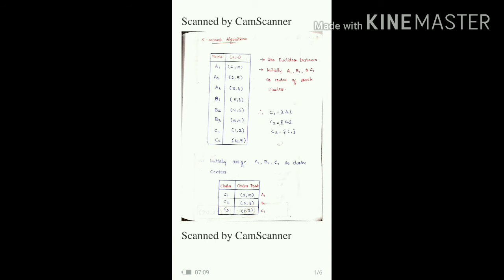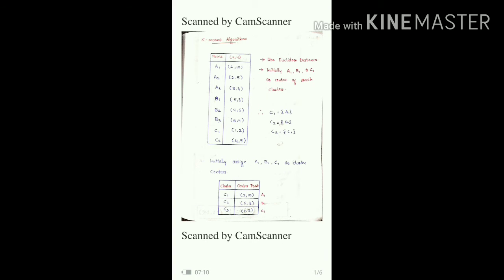Initially, A1, B1, C1 are given as the centers of each cluster. So the k-means algorithm's first step is to arbitrarily choose the k center points. Here A1, B1, C1 are already given as the center points. The second step is assigning each object to a particular cluster depending upon the seed point. Seed point means the mean value. So C1, C2, C3 are the three clusters: C1's first point is A1, C2's first point is B1, and C3's first point is C1. C1 is the point itself.